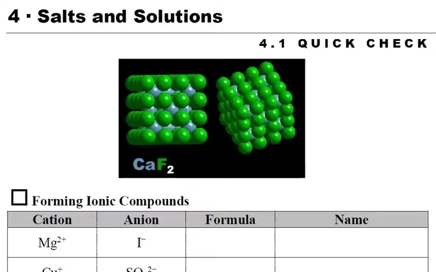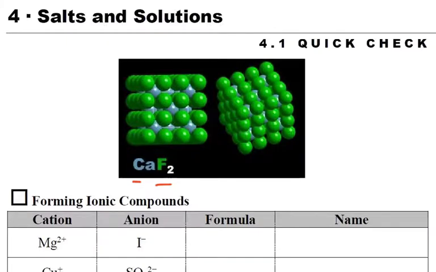Okay, these are the answers to the 4.1 quick check. I found a little picture here, and this is showing calcium fluoride. One of the things about these ionic crystals is that we have positive ions and we have negative ions. And so what happens with those is that they put themselves together in an alternating pattern we call a crystal lattice. And that's because the positives and negatives want to be surrounded by the opposite charge.